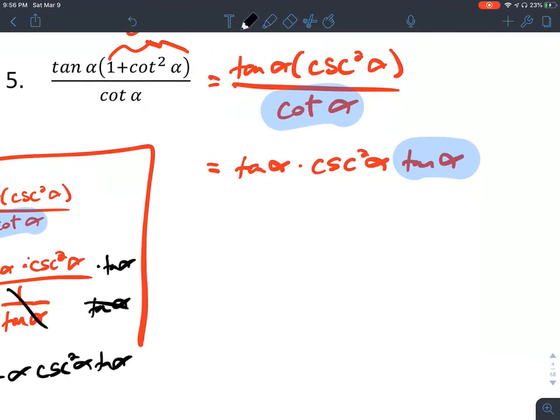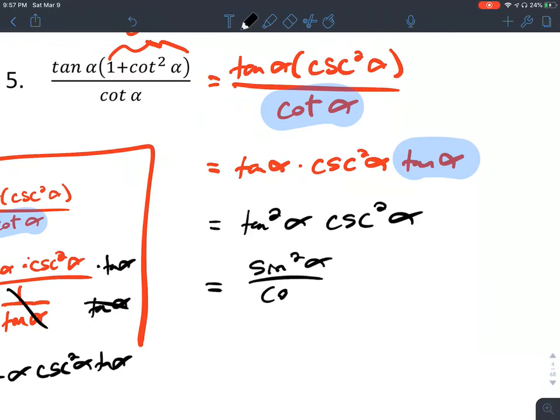Once we get to this point, if I put my tangents together, tangent times tangent is tangent squared. Multiplying something by itself, it ends up being squared. Now at this point, I am out of ideas. I just need to change things in terms of sine and cosine. See what happens. Tangent squared of theta is going to be sine squared of theta over cosine squared of theta.